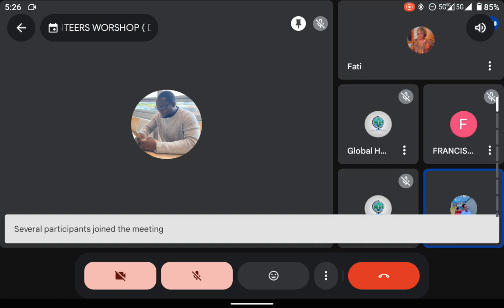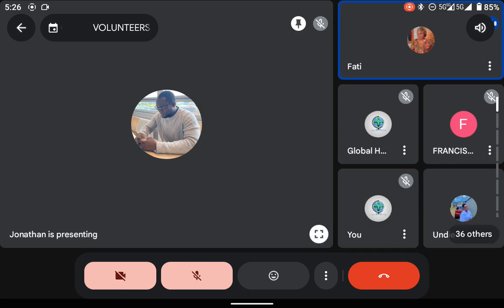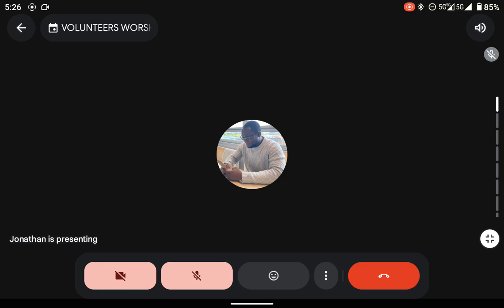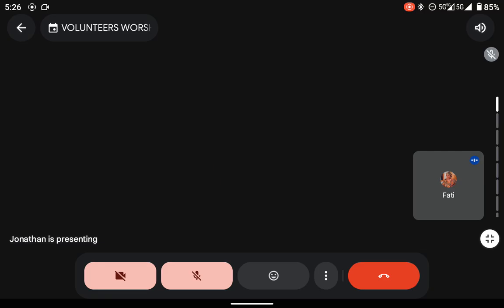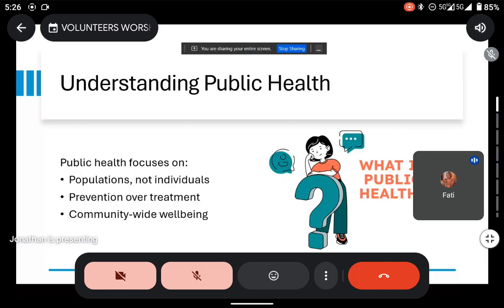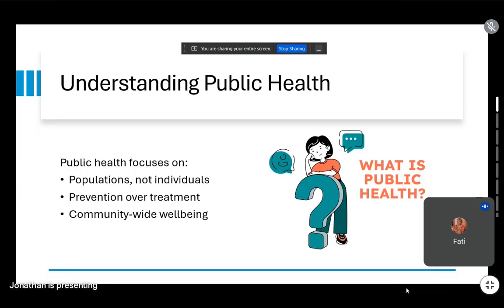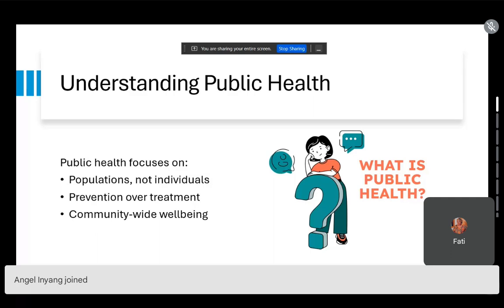Public health is the foundation that keeps communities healthy, productive, and safe. Unlike clinical care, which focuses on treating individuals, public health focuses on protecting populations. So public health focuses on the population, not an individual. It prevents over-treating, and we focus on community well-being as a whole.